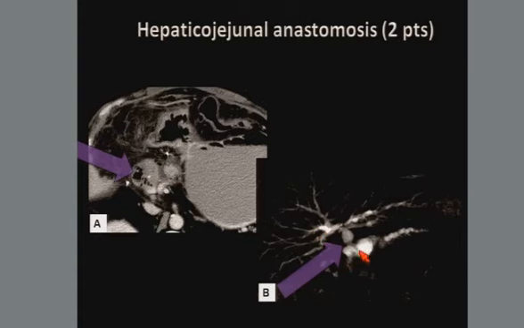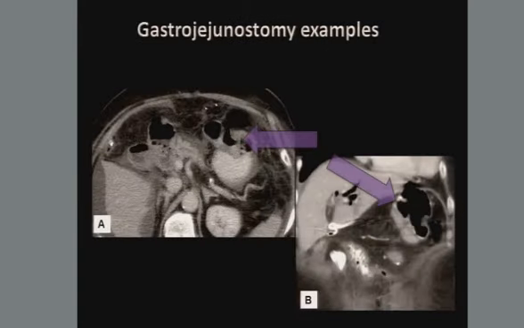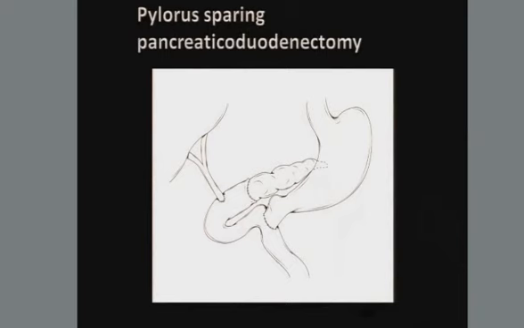MR lends itself to looking at those really nicely. Here's an MR, and you can see the pulled up loop of jejunum, the pancreatico-jejunostomy, and the hepatico-jejunostomy right there. These patients also undergo a gastrojejunostomy, and typically for the classic Whipple, the one that's done most commonly at our institution, this gastrojejunostomy lives in the left upper quadrant, near where you'd expect the gastric body to be, and this one happened to be filled with gas at that particular point in time.